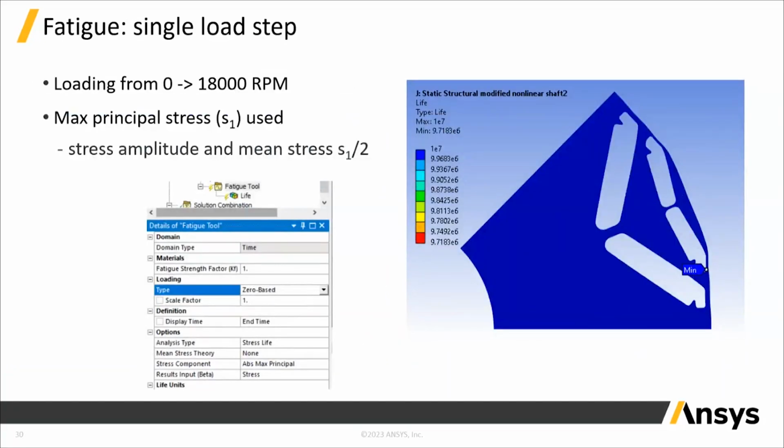Next, we want to calculate the fatigue life based on the stress calculation. The first fatigue calculation is based on a single loading step, basically loading from 0 RPM to 18,000 RPM. What we showed here using the fatigue tool within Mechanical is that we can choose a different type of loading, and a different type of mean stress theory, and then calculate fatigue life. In the example here, we calculate fatigue life to be more than 9 megacycles, and it satisfies the specification for the optimized design.